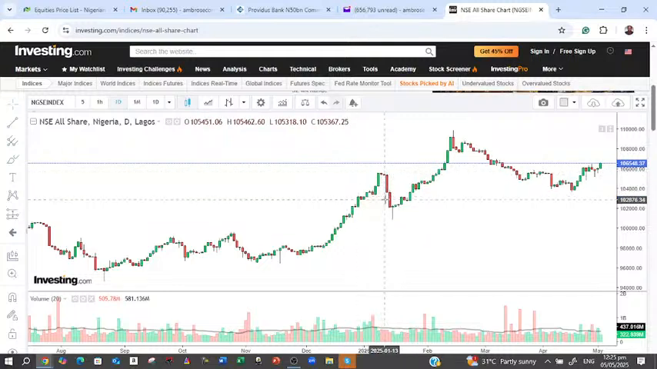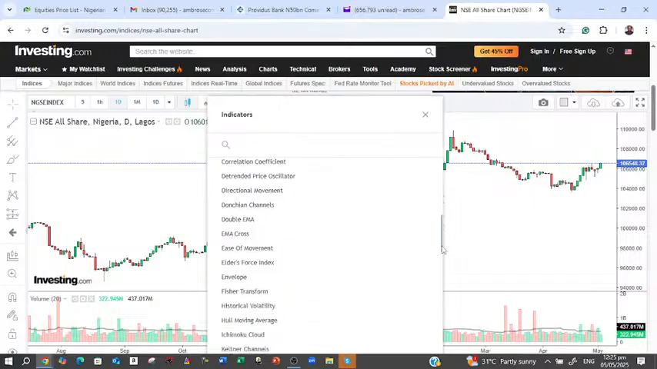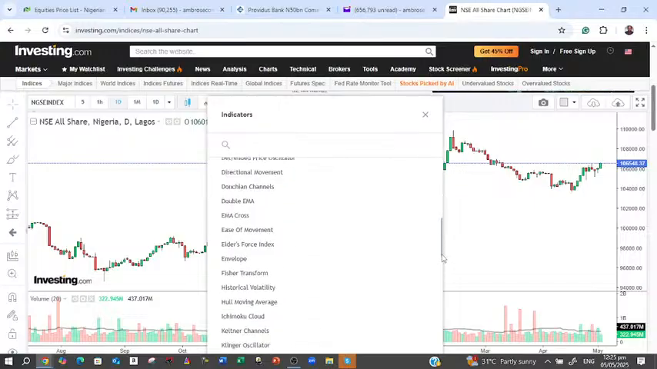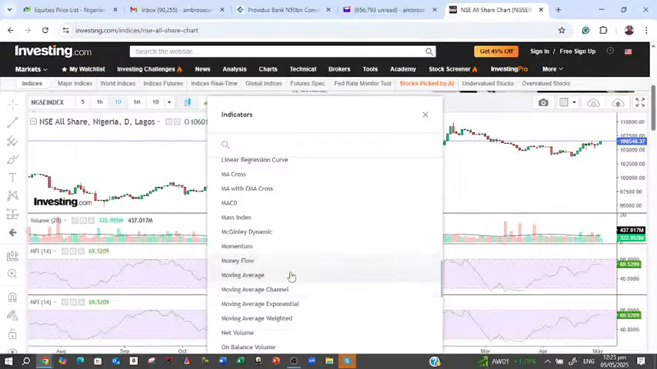In between here and here is called the value level. And also if you want to look at the overbought region, you can quickly use RSI or money flow. I'm just trying to make things easier and faster for us. Let's take here, then look at the RSI.